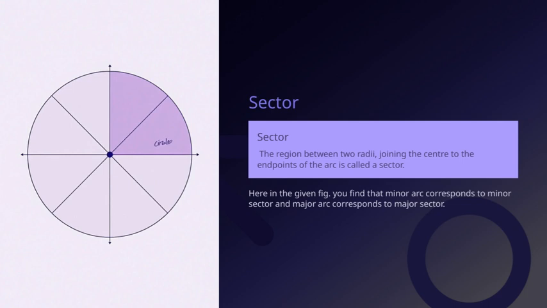Recognizing the difference between minor and major sectors is crucial, as it lays the groundwork for more advanced topics in circle geometry. So, whenever we talk about a sector, remember it's essentially the area between 2 radii and an arc, and whether it's minor or major depends on the size of that arc.